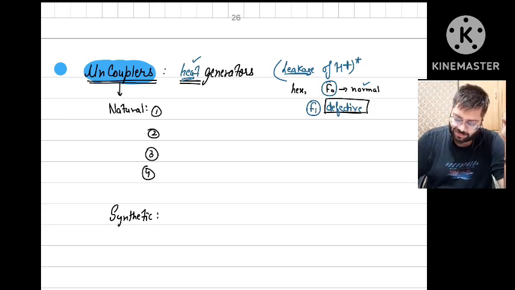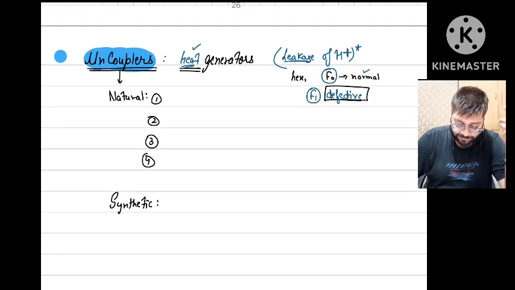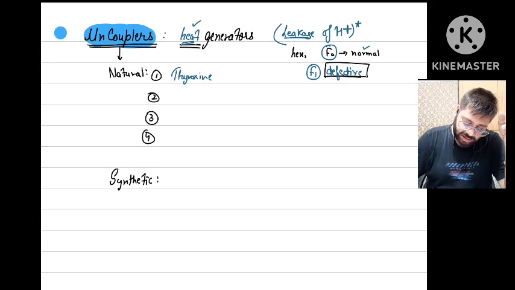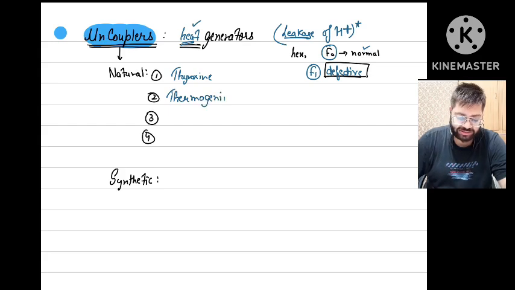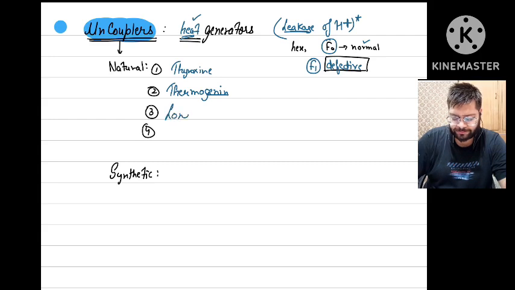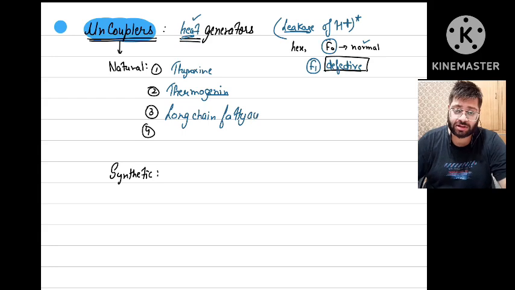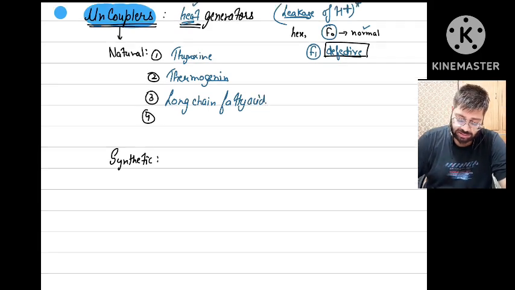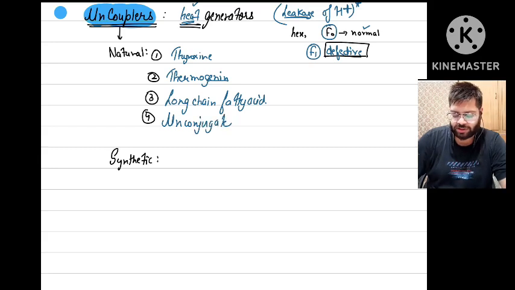What are their examples? For the purpose of biochemistry, we need to know the examples. The first example is thyroxine, thyroid hormone. The other is thermogenin, genesis of thermo, temperature. The next is long chain fatty acids. Long chain fatty acids are also acting as uncouplers. Next is unconjugated, not conjugated, bilirubin. These are some basic examples of natural uncouplers.